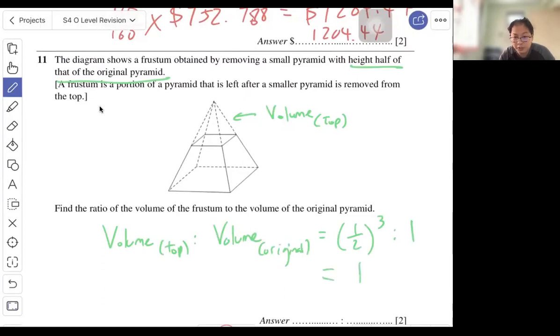Press into the calculator 1 to 8. So this is 1 to 8, then the ratio of the remaining will be 7. 8 minus 1 is 7. So the answer is 7 to 8.